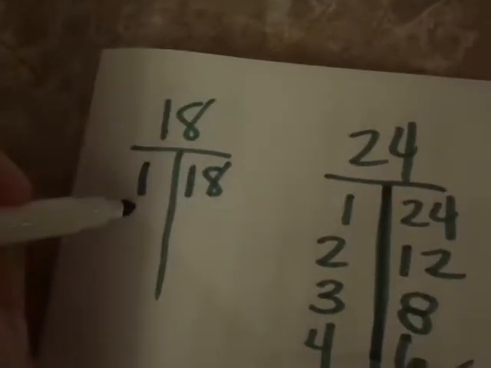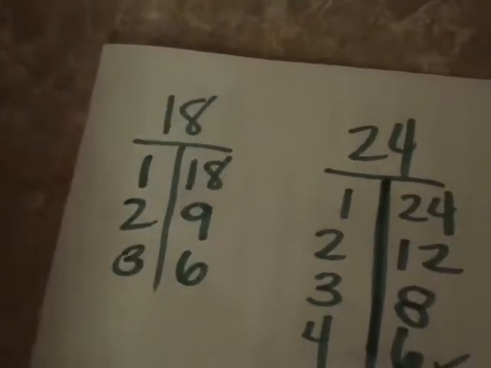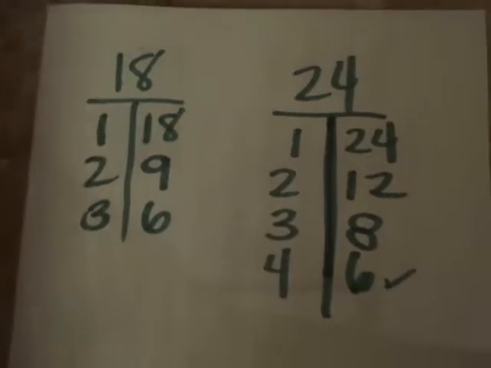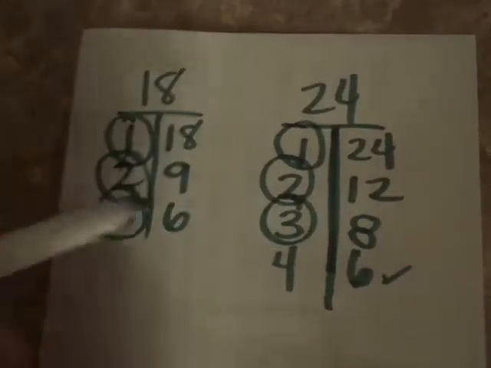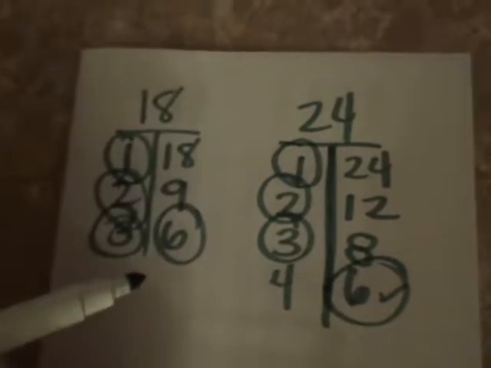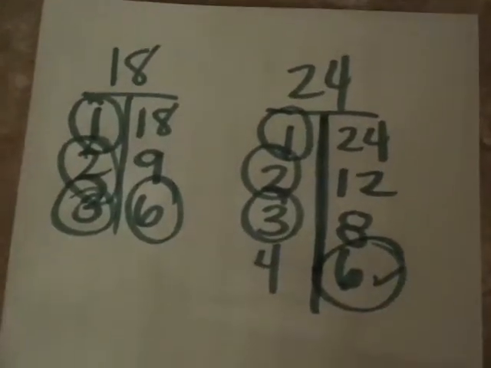Now we go to 18. We have 1 and 18, 2 and 9, 3 and 6. So now we look at both of these factor trees and we circle all the ones they have in common. They both have 1s, they both have 2s, they both have 3s, and they both have 6s. So the greatest number they both have in common is the factor 6. So the GCF is 6. Make sure you show your work for this.